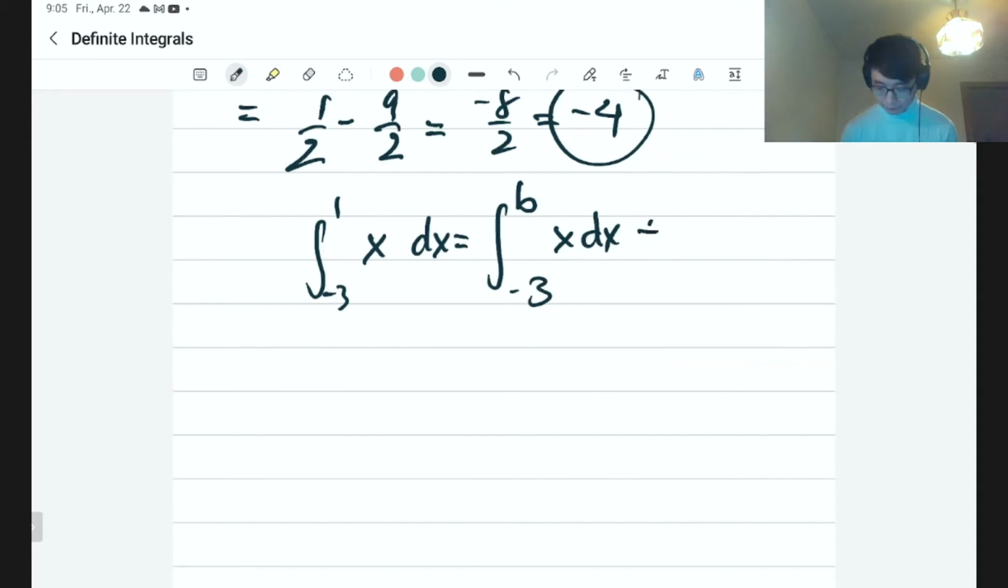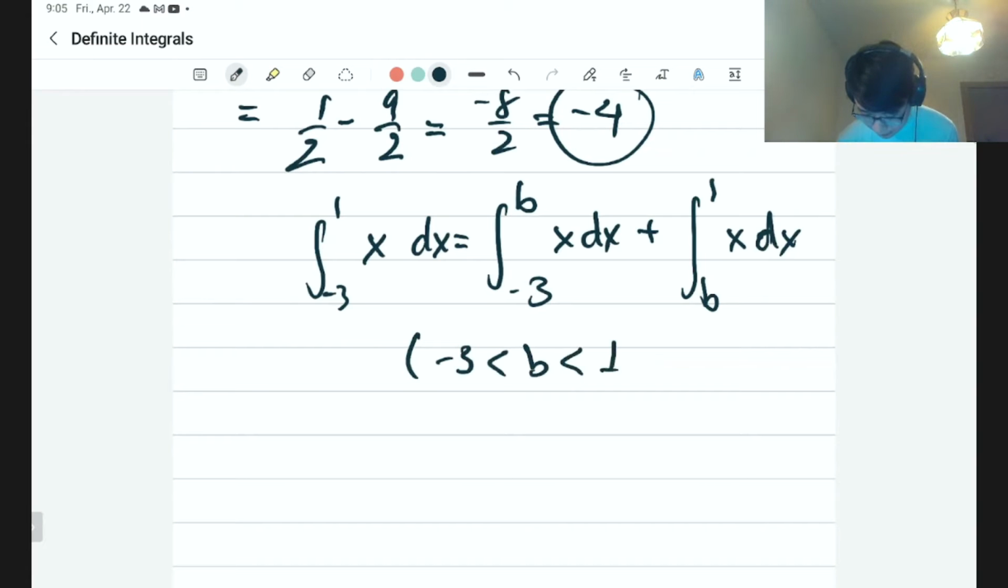I'm just going to write this. Now, no matter what B is, B has to be between -3 and 1, and so this whole thing is always -4.